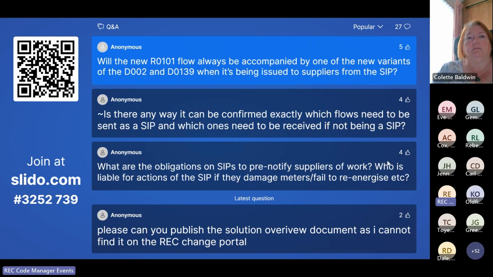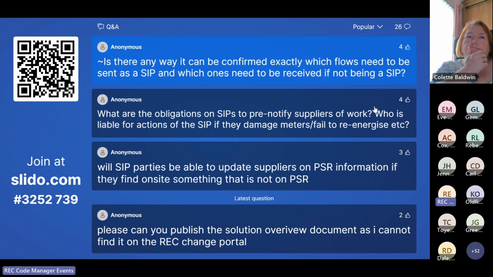Perhaps that may have answered the next question as well, but is there any more full answer you can give to the question? Is there any way it can be confirmed exactly which flows need to be sent as a SIP and which ones need to be received if not a SIP? The solution overview document that's on the change page, there are a set of process diagrams, and the process diagrams in the preliminary change report have got the flow numbers included, with the exception of the new flow number, because that's obviously not yet published.